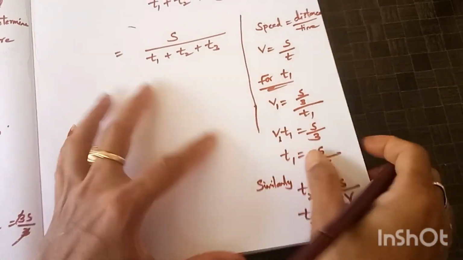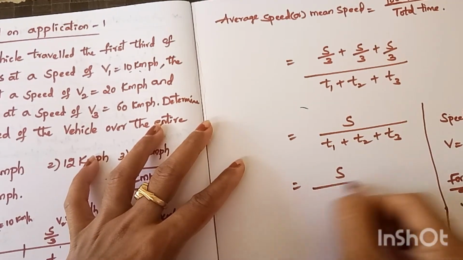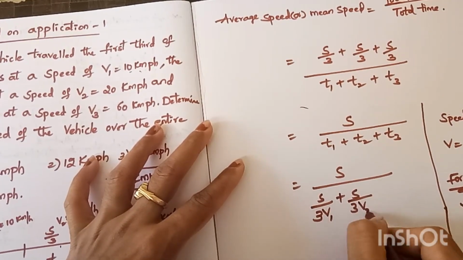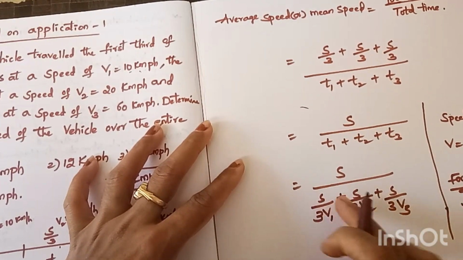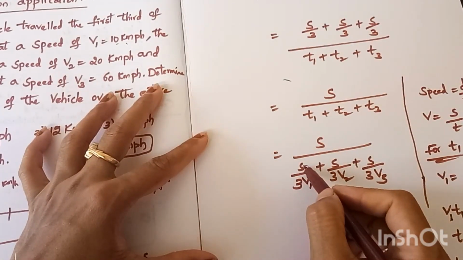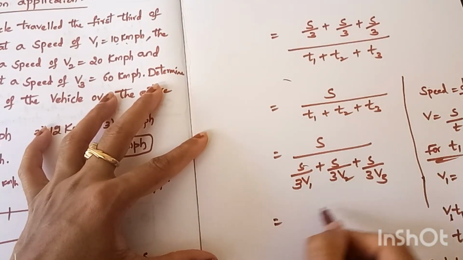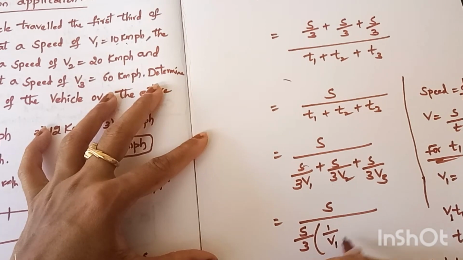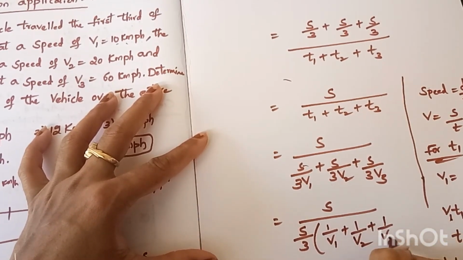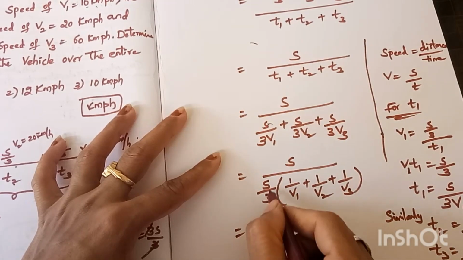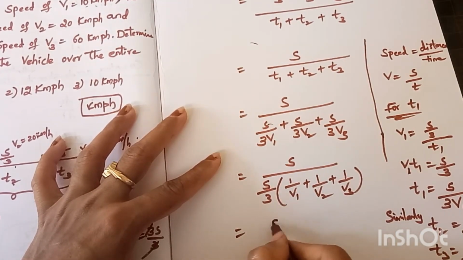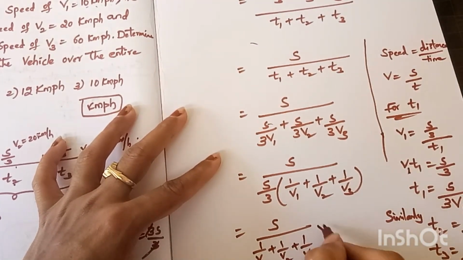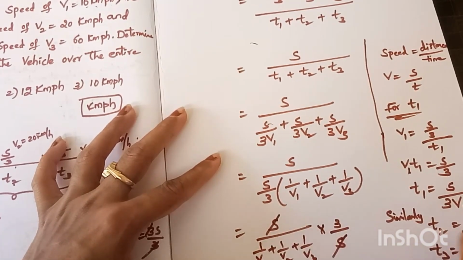Substitute these 3 values here: s by 3 v1 plus s by 3 v2 plus s by 3 v3 in the denominator. In the denominator terms, we have the common s by 3, so you can take the common factor out: s by 3 times 1 by v1 plus 1 by v2 plus 1 by v3. Now take the reciprocal of this denominator: s divided by (1 by v1 plus 1 by v2 plus 1 by v3) into 3 by s. The s terms will be cancelled.